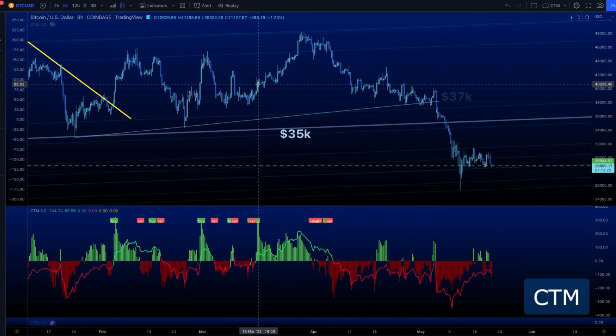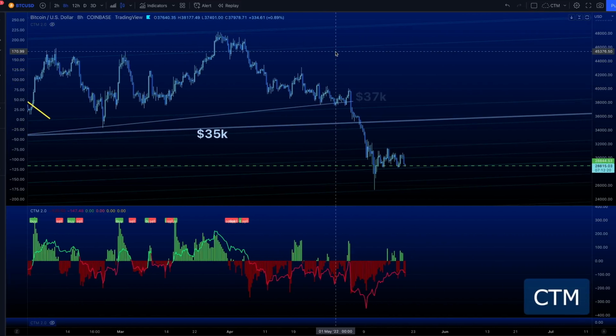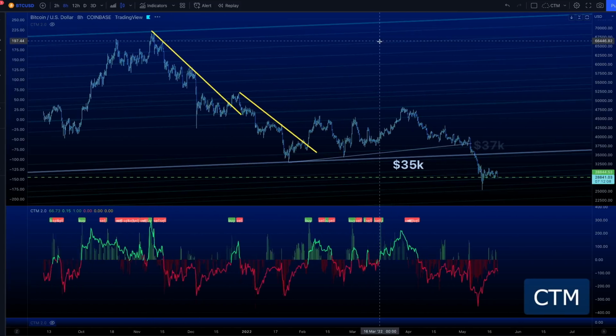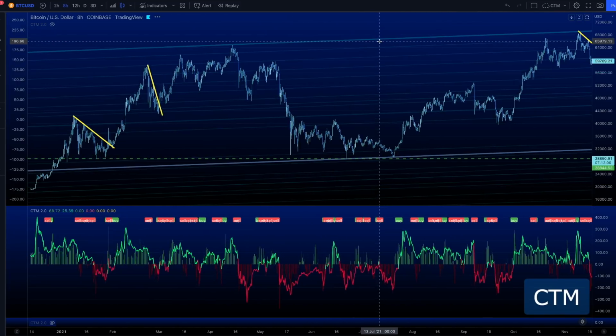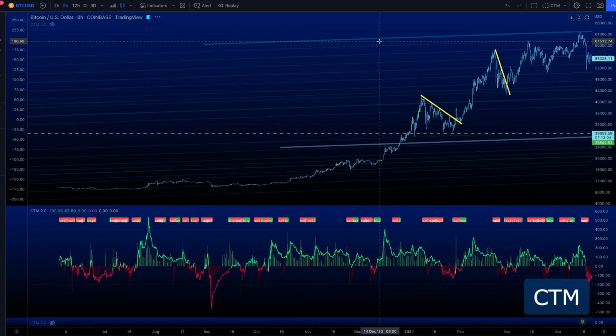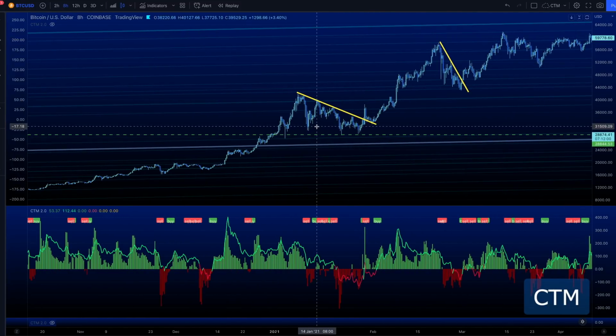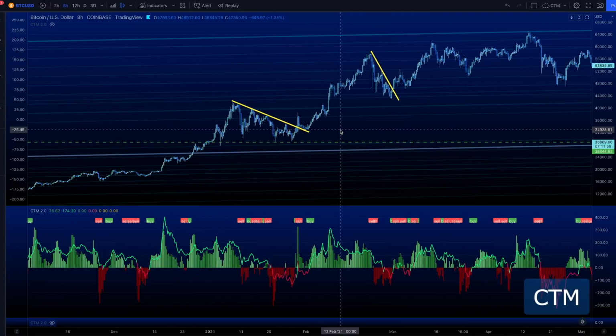CTM 2.0 was also able to take a nice bit of profit in this area over here. And then since Bitcoin $45,700 has had you on the sidelines, so there's a distinct advantage between the two strategies. And by the way, let me just show you over here what happened.